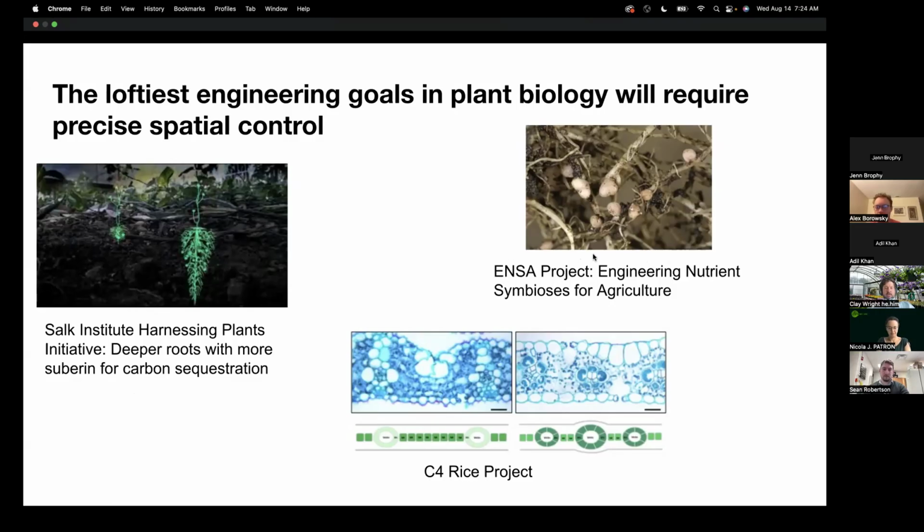The ENSA project, mostly an international collaboration, but a lot at Cambridge University, is trying to engineer plants that don't form nodules, which are these symbiotic organs, to form these symbioses. This requires a really carefully orchestrated developmental program to cause the nodule to develop and the symbiosis to initiate. And then another example is the C4 rice project, where scientists are trying to get rice to partition its photosynthetic apparatus into the mesophyll and bundle sheath cells to be a C4 plant and improve its photosynthetic efficiency.